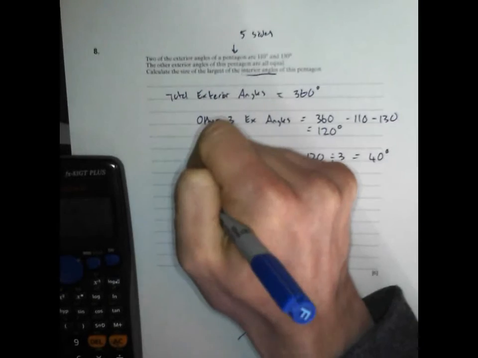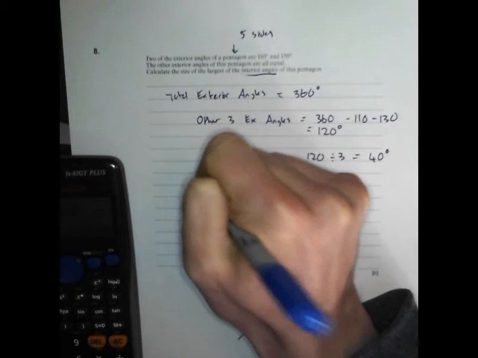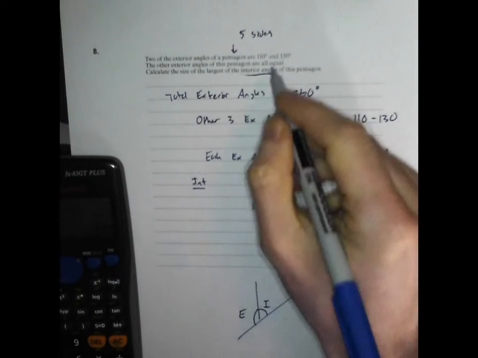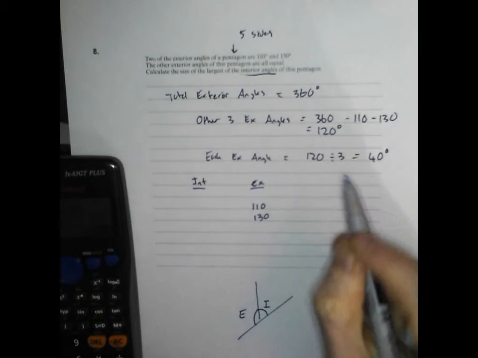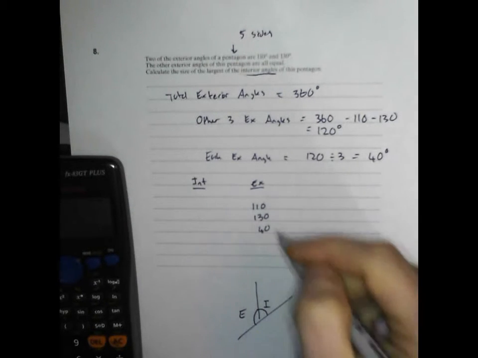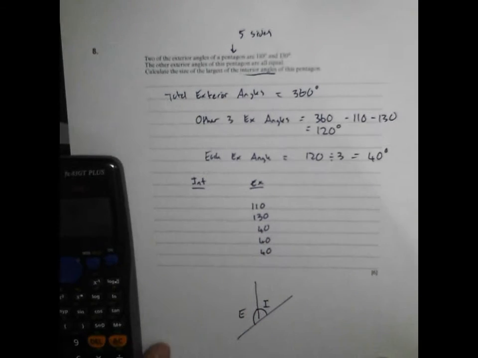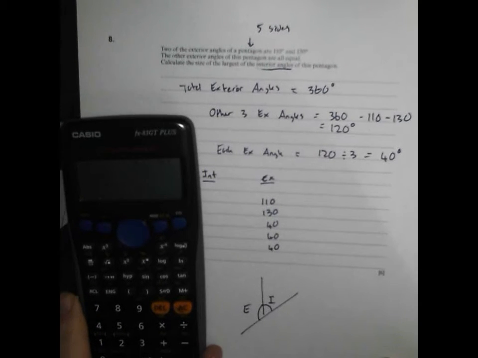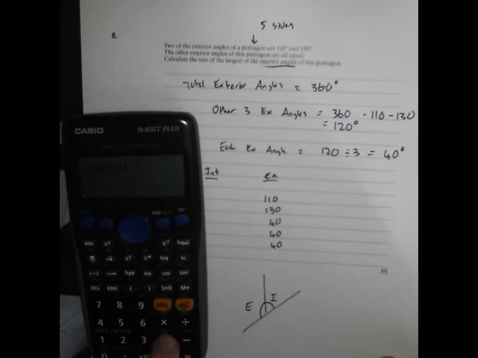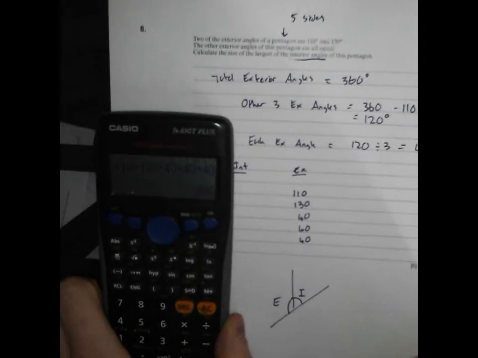So if I just make myself a little table here, I've got interior and I've got my exterior angles. So I know that I've got an exterior angle of 110 and an exterior angle of 130, and I've also got exterior angles of 40 degrees and another 40 and another 40. And it's worth just checking that all our exterior angles do add up to 360 as they're supposed to. So I've got 110, 130, 40, 40 and 40, and that's come to 360, so that's good news.